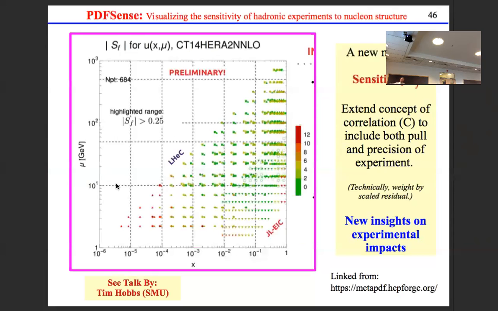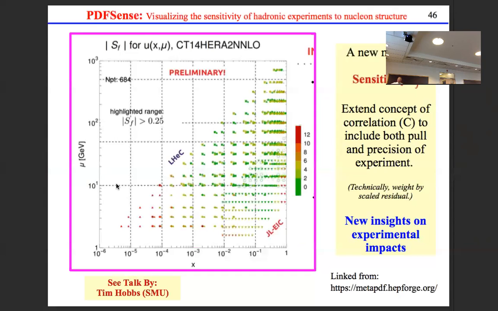And then what you can do is look across the x-Q plane and ask, where does the impact come? I'll just show you one example. This is the sensitivity on some scale for the up quark. And here we're using JLab EIC pseudodata and LHeC pseudodata.